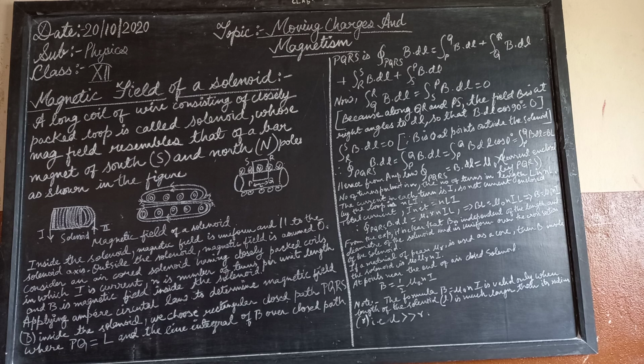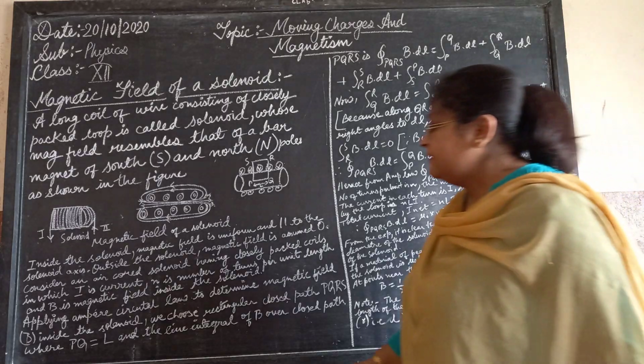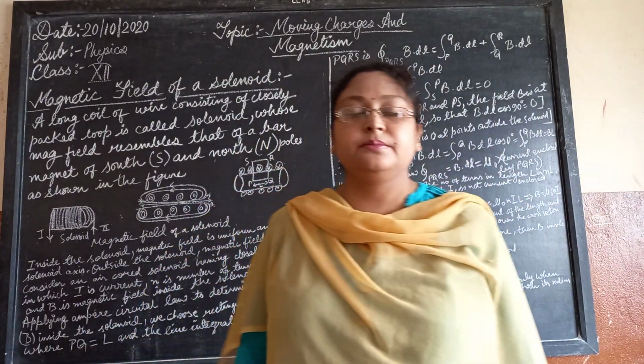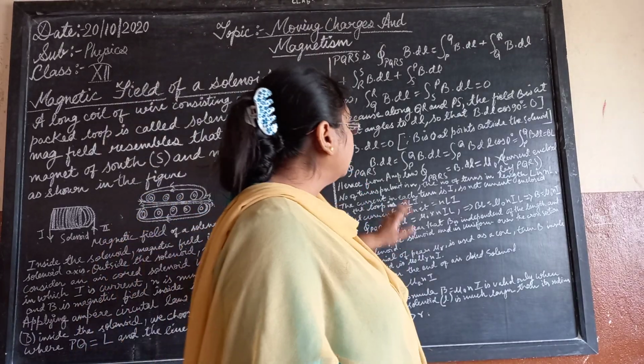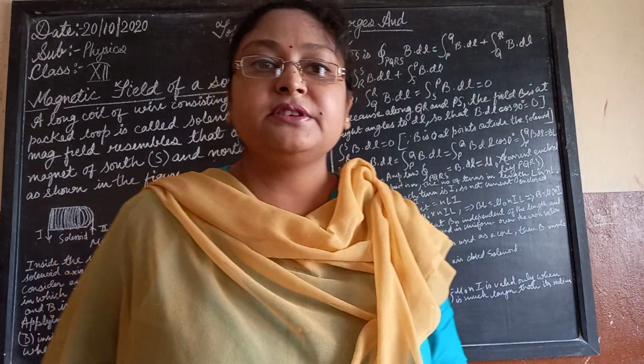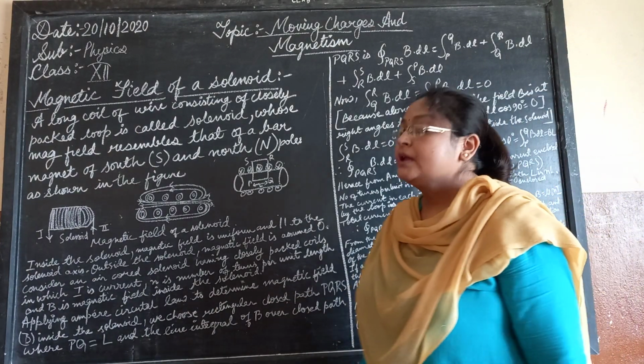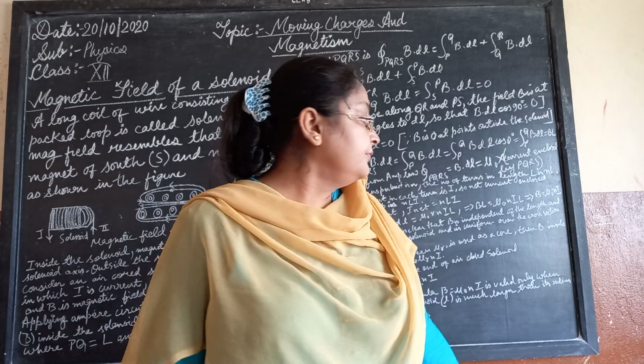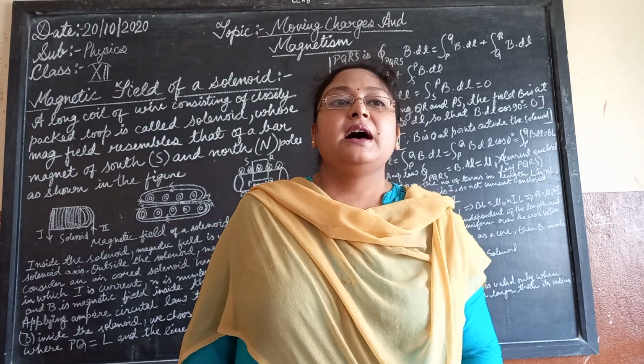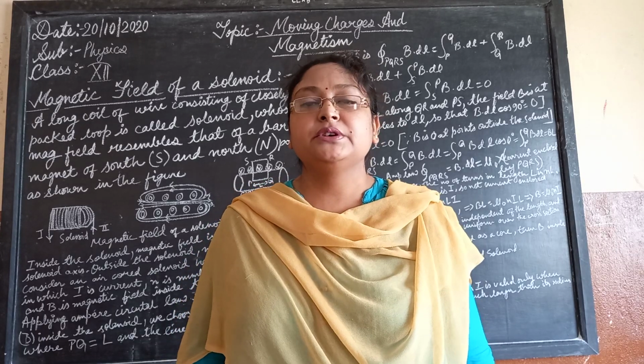So we are taking the value of B equal to mu 0 nI, where the length L is much greater in comparison to the radius of this particular solenoid. It is very well understood from the formula and by the observation of Ampere's circuital law, and the magnetic field of a solenoid is expressed here. I think you have very well gone through this.